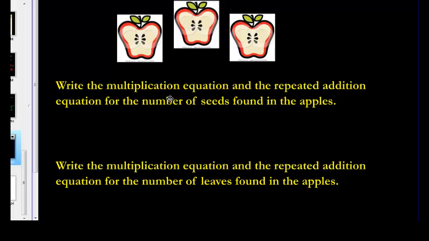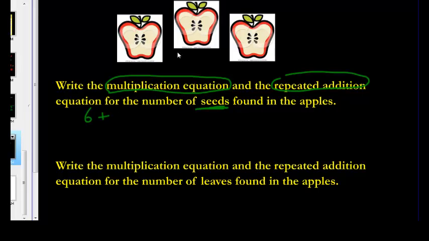All right, we're back. Write the multiplication equation and, okay, let's underline stuff. We have to write a multiplication equation and the repeated addition equation for the number of seeds found in the apples. So let's see here. How many seeds here? We have 6 seeds here, plus 6 more in this one, plus 6 more here. And there, I have my repeated addition equation. And if you add it up, you get 18.